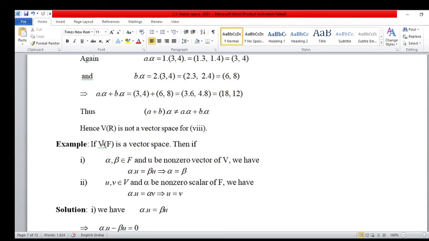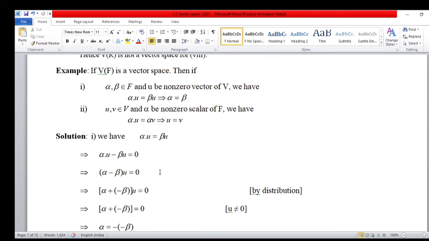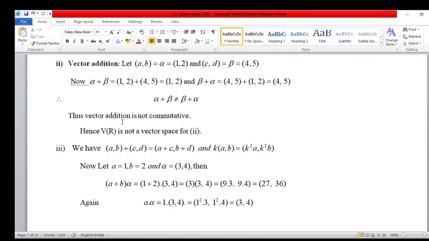Let V be a vector space over the field F. Then if alpha, beta belong to F and u is a non-zero vector of V, we have alpha u is equal to beta u, which implies alpha is equal to beta. This condition already shows in the fundamental properties of vector spaces. Second, u, v belong to V, alpha does not equal 0, a non-zero element of F. We have alpha u is equal to alpha v, which implies u is equal to v. Both conditions are solved here already.